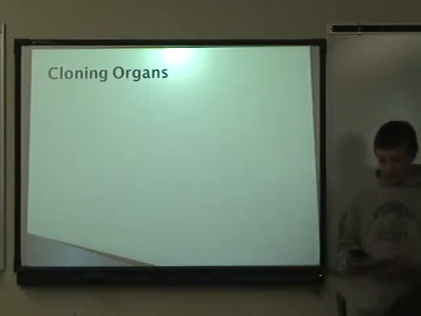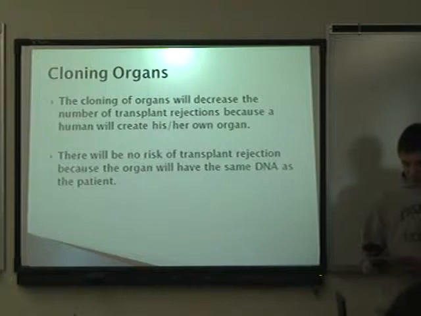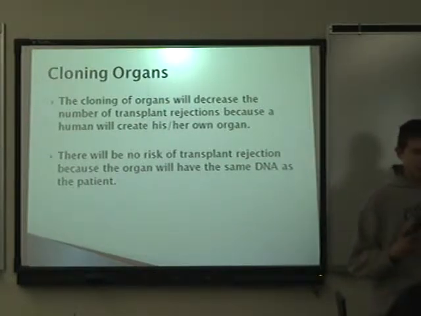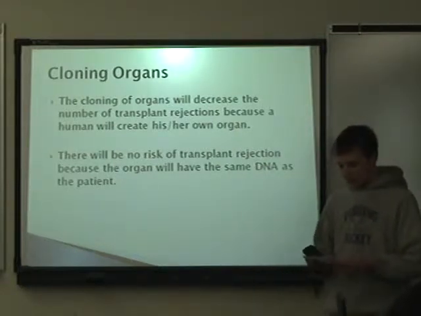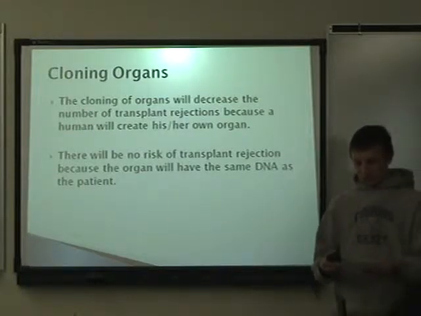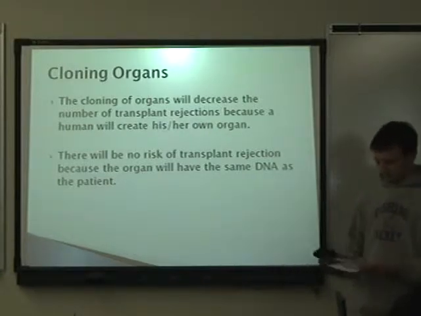So cloning organs will decrease the number of transplant rejections because a human will create his or her own organ, because the cells used in cloning will come from them. And there will be no risk of transplant rejection because the organ will have the same DNA as the patient, so there will be a low chance of rejection when you implant the organ.